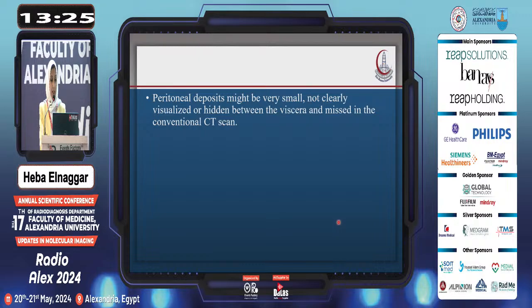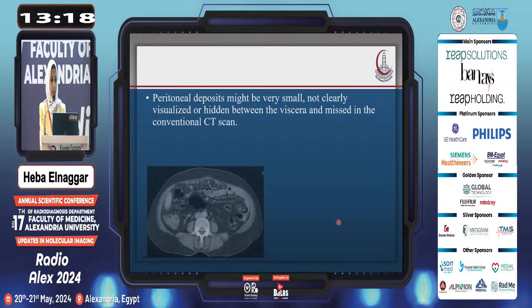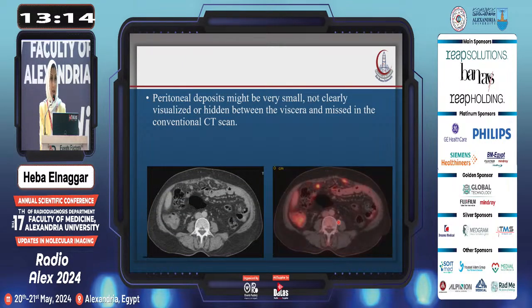Peritoneal deposits might also be very small and not clearly visualized, or hidden between the viscera and missed in the conventional CT images. As we can see here in this case, it appears no gross lesions, but if we look at the fused images, you can see the peritoneal deposits here in challenging sites between the bowel loops and posterior to the anterior abdominal wall.